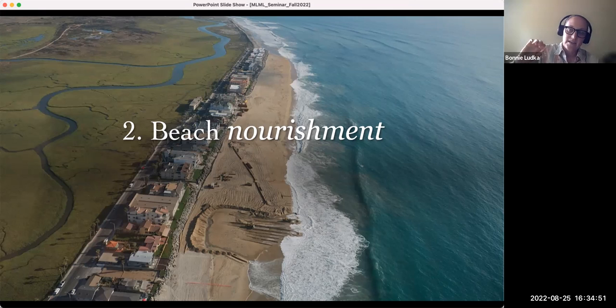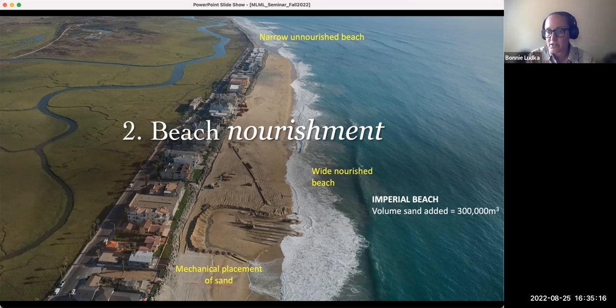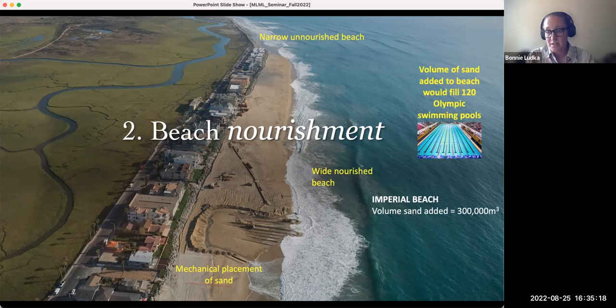This is where sand is taken from off-site. In this case, it was taken from offshore and is placed on the beach. This aerial image is showing you the mechanical placement of sand at Imperial Beach, where you can see some bulldozers moving that sand into place. And you see the narrow, unnourished beach in the background compared to the wide, nourished beach in the foreground. In this case, the volume of sand that was added was around 300,000 cubic meters. And for context, because I always need some sort of visual, that amount of sand would fill up approximately 120 Olympic-sized swimming pools.